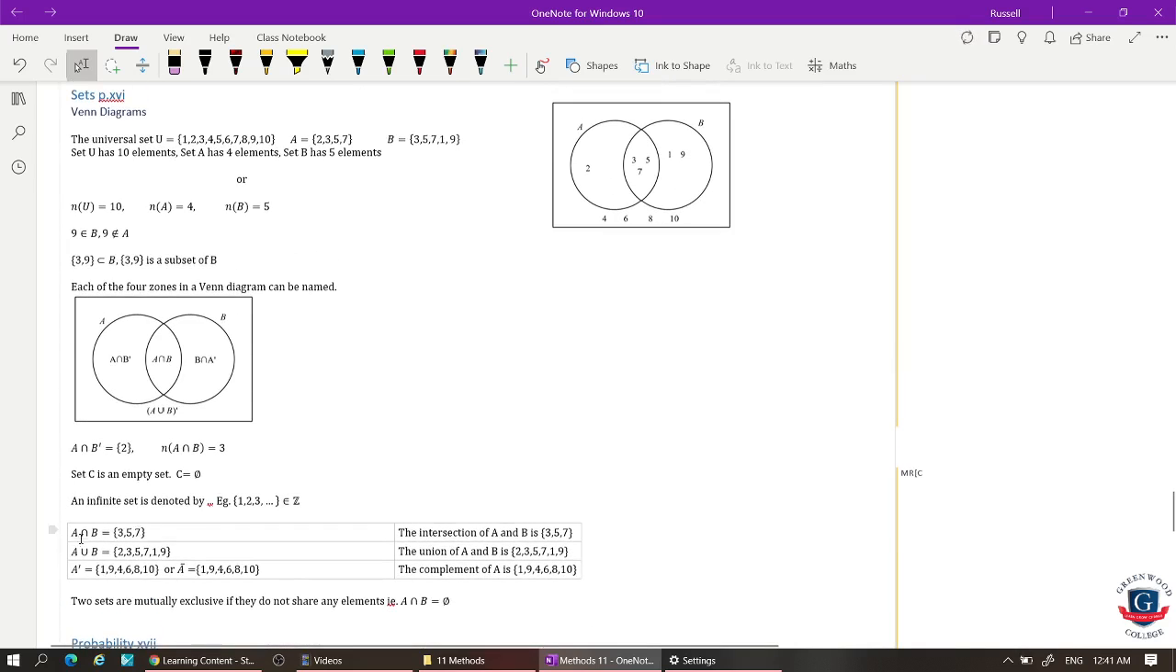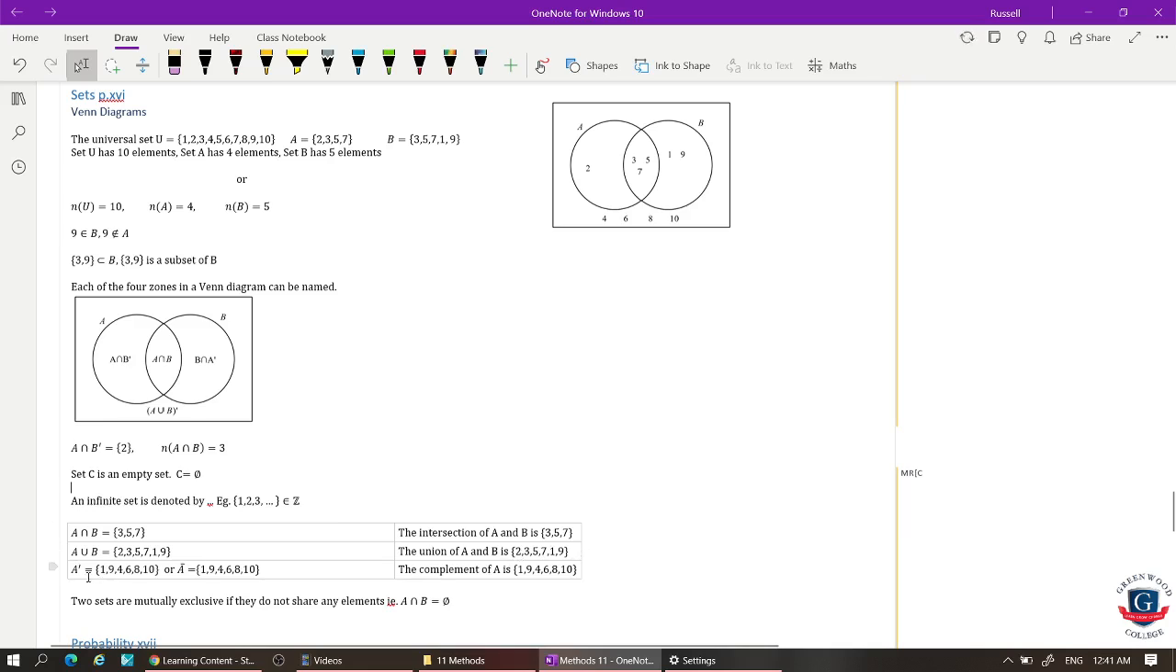So, here's some notation. A intersection B is 3, 5, and 7. The intersection of A and B is 3, 5, and 7, this region. A union B is 2, 3, 5, 7, 1, 9. The union is all of the numbers in A and B. The union of A and B is 2, 3, 5, 7, 1, 9.